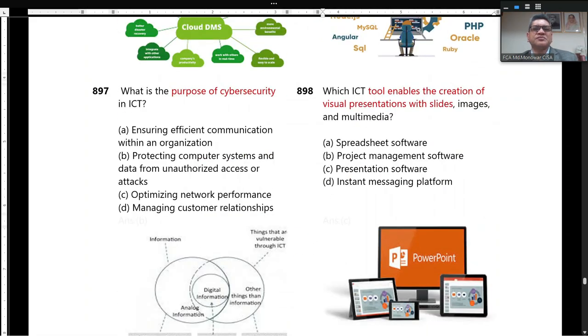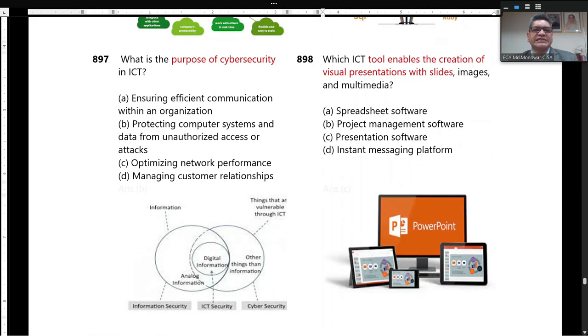What is the purpose of cyber security in ICT? So ICT bitore cyber security keno kora hoy, mane purpose ta ki? Protecting computer system and data from unauthorized access or attack. So protecting computer system and data from unauthorized access or attack, it is the purpose of cyber security in ICT. Answer B. Which ICT tools enable the creation of visual presentation with slide, image and multimedia?